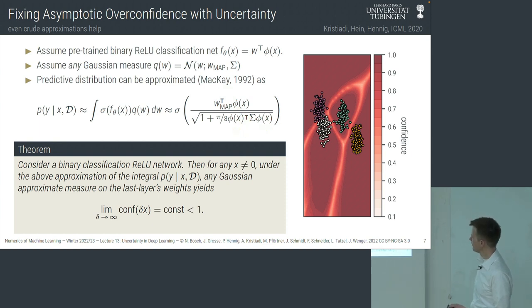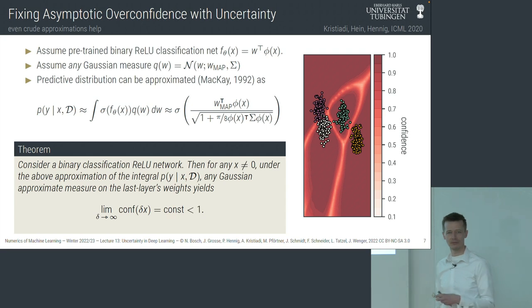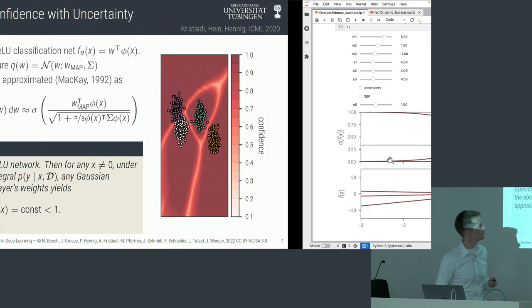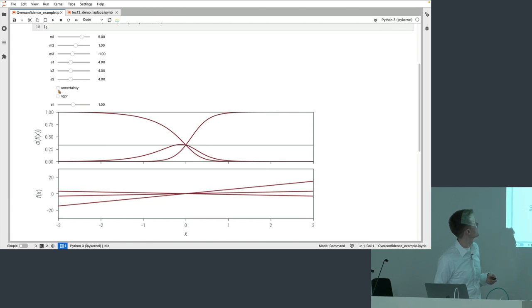So if you take this function, this prediction, then it has this property. So for any x under the above approximation of this integral, any Gaussian approximate measure, so in particular any choice of sigma, yields the fact that as we move arbitrarily far away from any point, we are going to get a confidence that is bounded away from 1. So the classifier is not going to be arbitrarily confident. And I'll show you this in this little visualization that I've used before. Here I can actually switch this on.